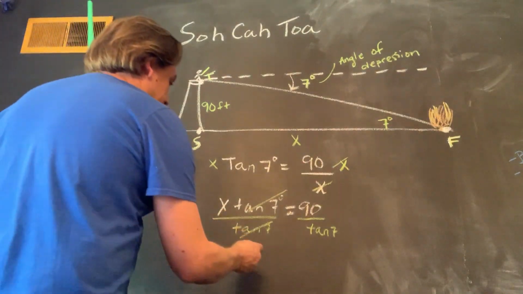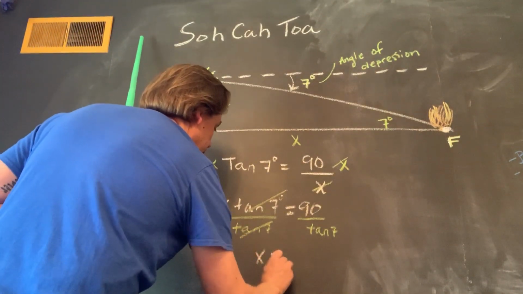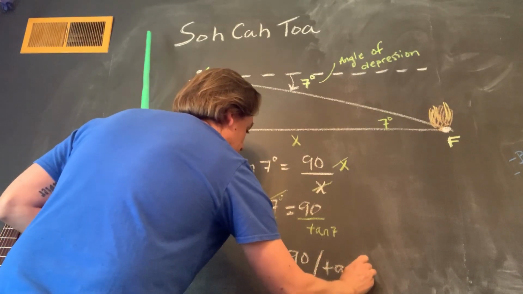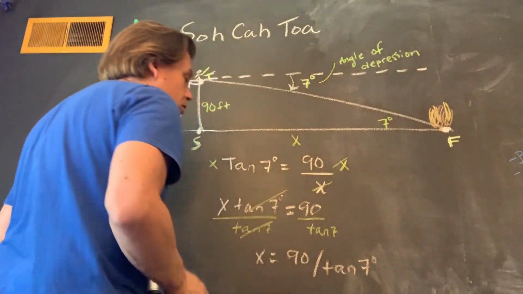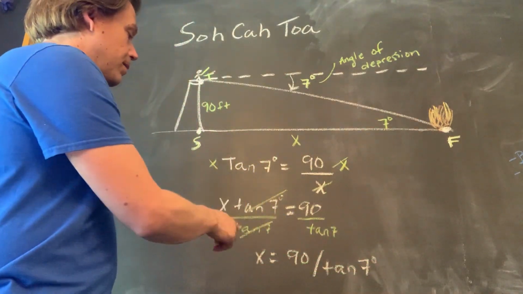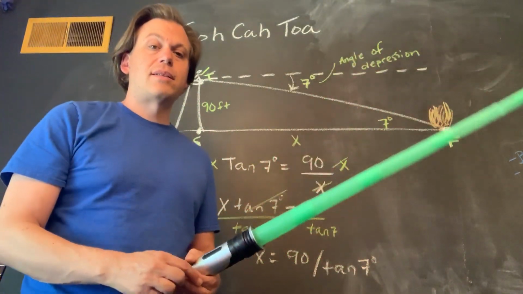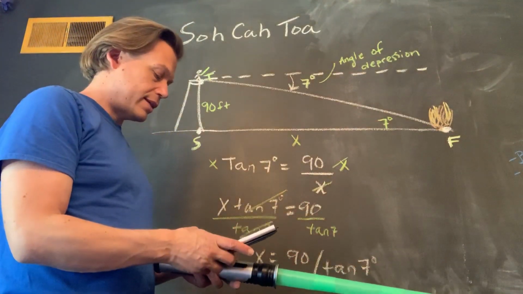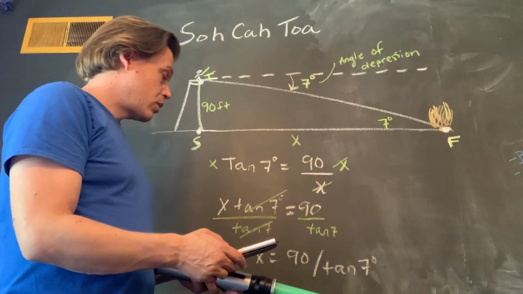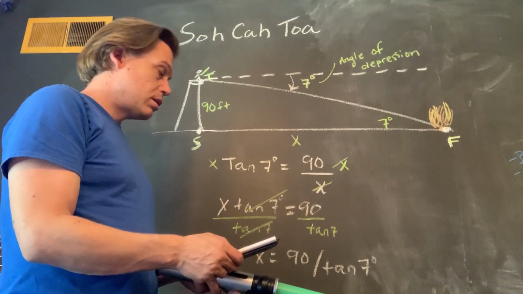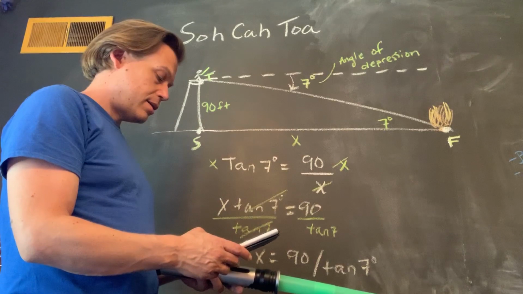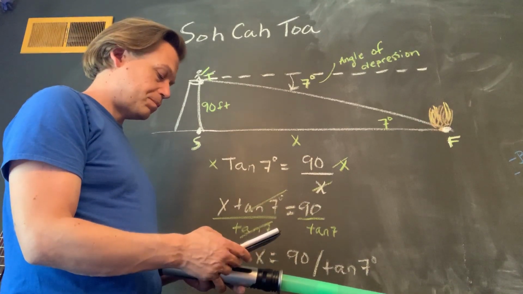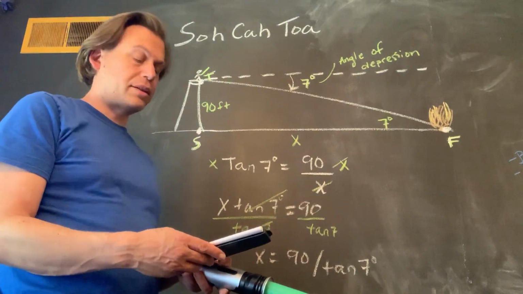And then x is equal to 90 divided by whatever tangent of 7 degrees is. And you can do all that on your calculator. You can type 90 divided by tangent of 7, and since we are not Jedi, or at least not a Jedi yet, we would go 90 divided by tangent of 7. Again, make sure your calculator is in degrees.